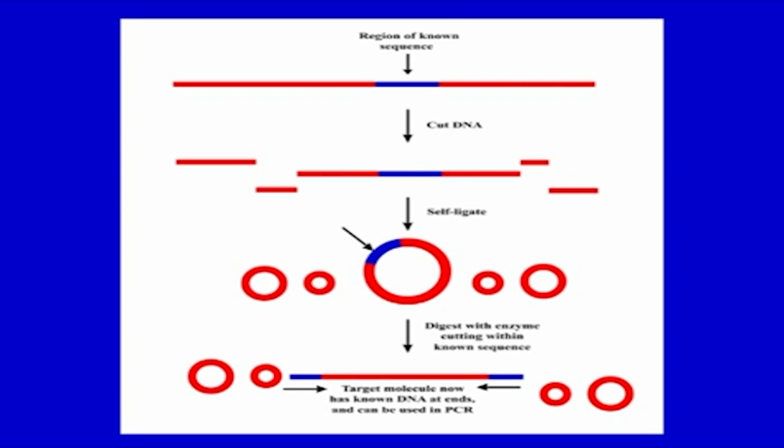Now, what is done is it is digested with an enzyme which is cutting within the known sequence. So, what you have done is first you have circularized it, and then there is a known region in this particular place, which was at the center earlier, and it is being cut within the known sequence. When you cut it within the known sequence and linearize it, this known sequence which was at the center is now at the ends, and then primers against this could be utilized. Now, since you have known DNA ends, this could be utilized for PCR amplification.